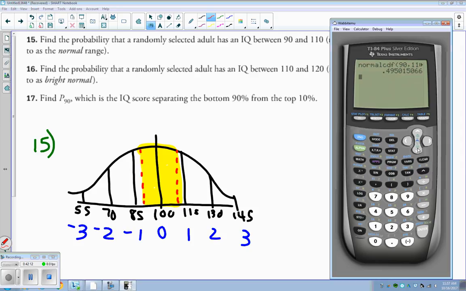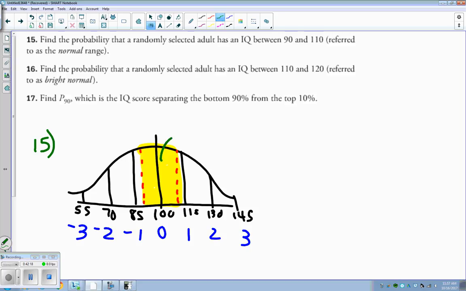And I'm going to find it's 0.4950. And that is my probability. That is my area of this shaded region. 0.4950, or 49.5% of the population. That's half of us. That's half the population has an IQ between 90 and 110.